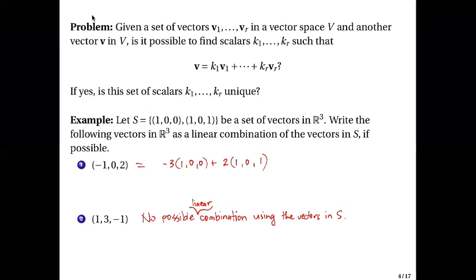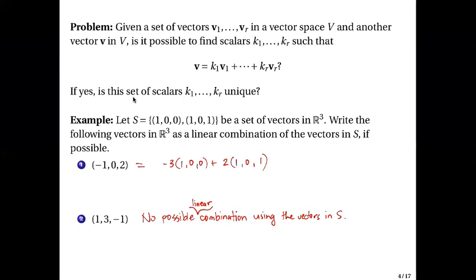So the answer for this is either yes or no. So we have yes in here, and it's unique. And then here we have no. Okay? So we have answered yes and unique, yes. And then we have answered no.